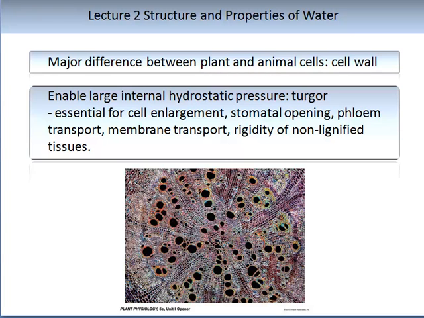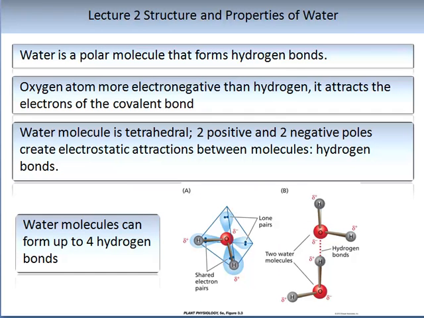The major difference between an animal and a plant cell is the cell wall. It enables large internal hydrostatic pressure, which is known as turgor. This is essential for cell enlargement, stomata opening, phloem transport, membrane transport, and rigidity of non-liquefied tissues. In the next few slides, we are going to learn about the physical properties of water. Water is an amazing compound, and there have been many, many textbooks written about it.